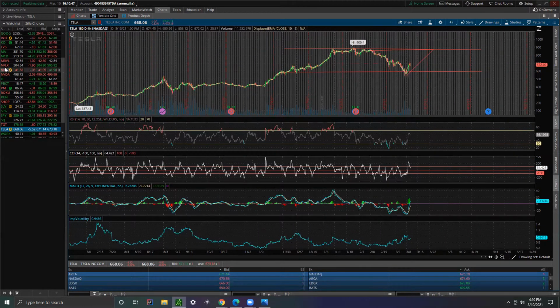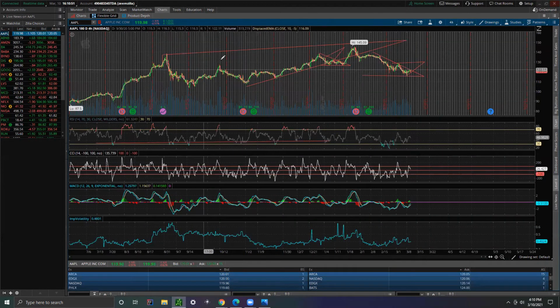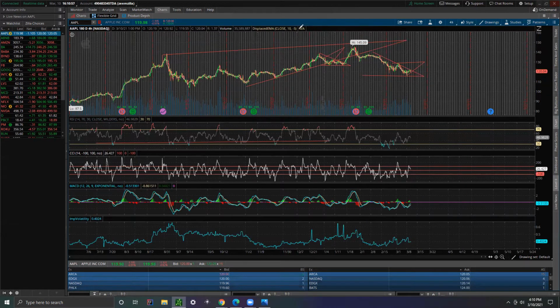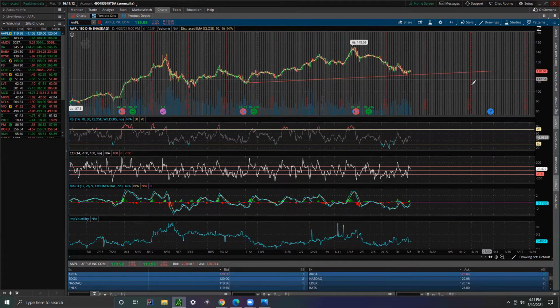Let's take a look at Apple. So yeah, this is my old work. I'm just going to clear this for a second. So let's just redo what we just did. I'm going to start at my bottom. I'm trying to find support. So 108 is support. Boom. I just drew my support line, this long line.